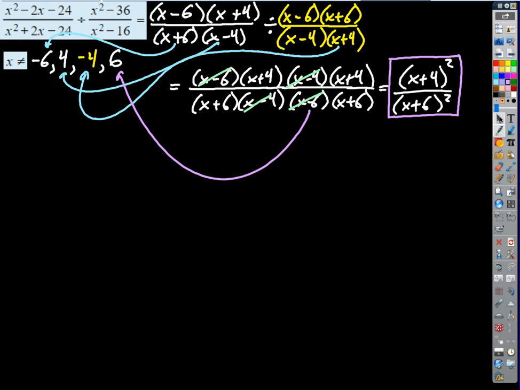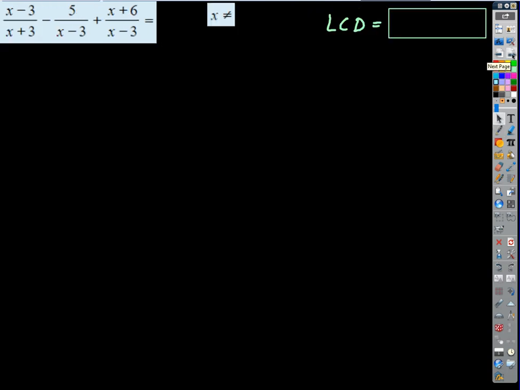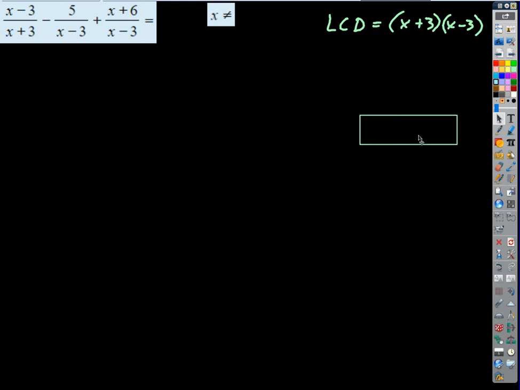Yes, I'm going to give you one adding and subtracting problem. So let's go through one of those also. With adding and subtracting, remember, this is just like regular fractions: we just want to get a common denominator. So what is our least common denominator for this one? I want it in factored form. Okay, x plus 3 times x minus 3 is the smallest product of factors that includes all of my denominators at least once, right?